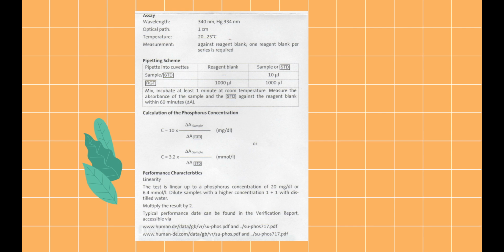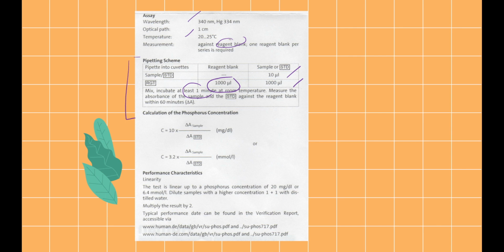Next, now we go to your assay. For wavelength, we could use either 340 or 334. Temperature is room temperature, and it is read against reagent blank. And this is our pipetting scheme. Reagent blank: 1000 microliters. Sample or standard: just 10 microliters, mixed with 1000 microliters of your reagent. Our incubation time is at least 1 minute at room temperature. Then measure the absorbance against your reagent blank.